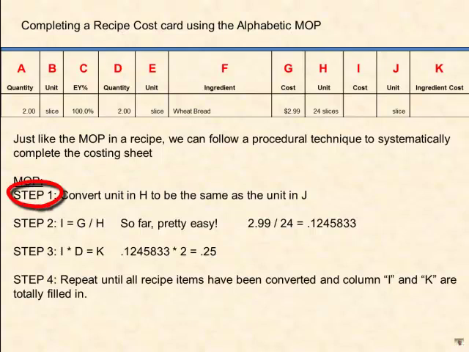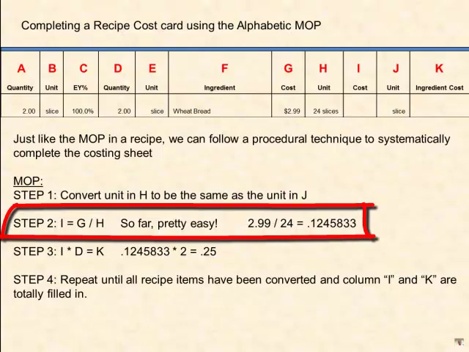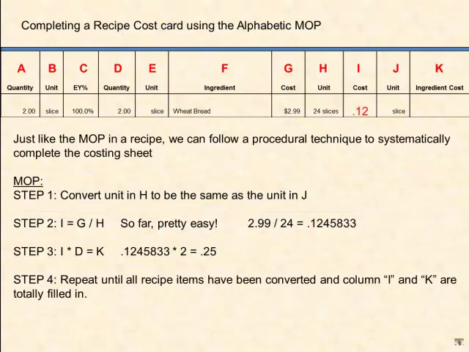So step 1, convert the units in H to be the same as the units in J. All right, so we have 24 slices. Now we have to make H the same as J. We know it's a slice. Step 2, we have I. What is the cost per slice of whole wheat bread? Well, you can see the formulas right there. You take G, $2.99, and divide it by H, which is 24 slices. So as you see here on the screen, $2.99 divided by 24 equals 0.12458833, or rounded 12 cents, because the 4 is below 5.